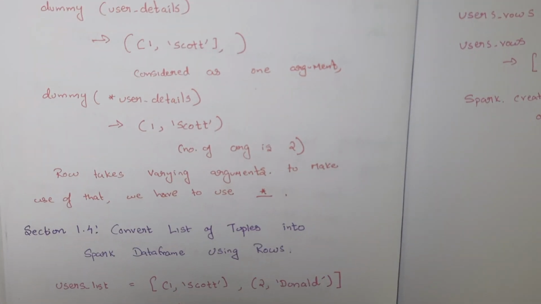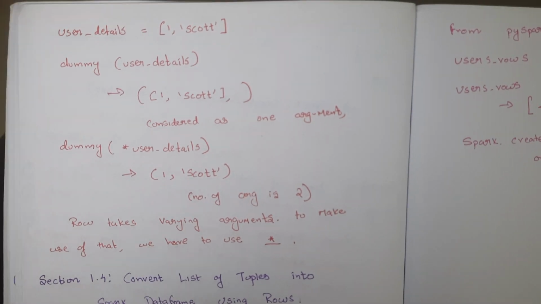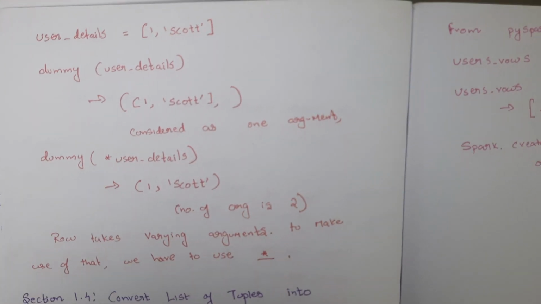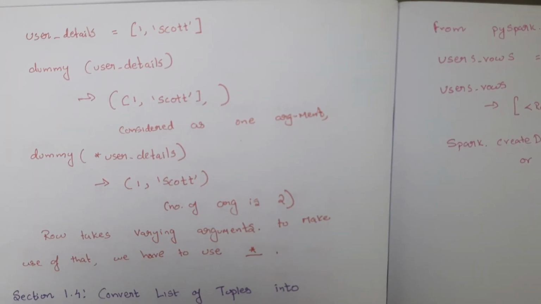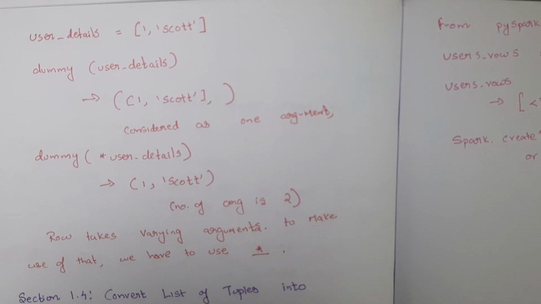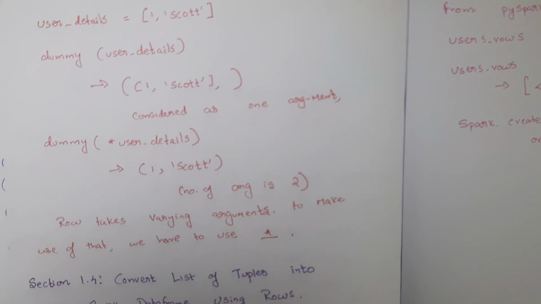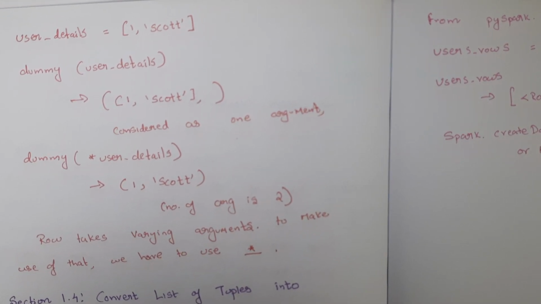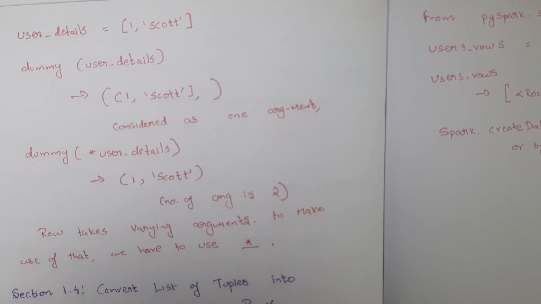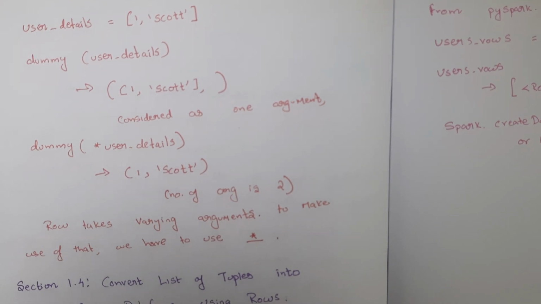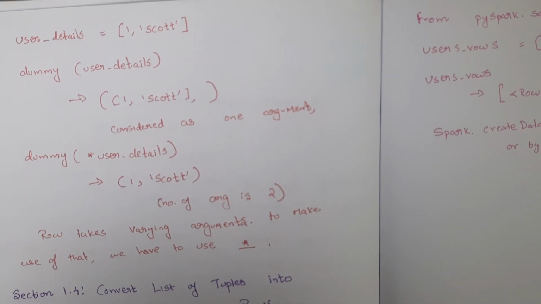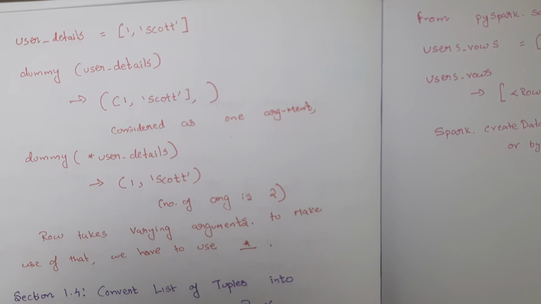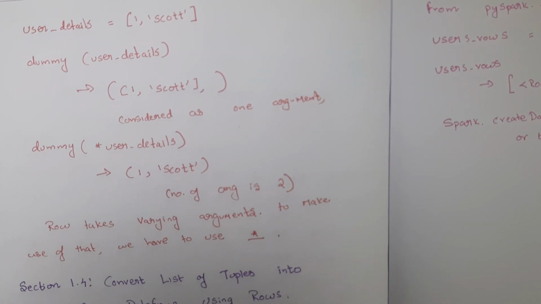Now we'll see, let's say we have user_details, 1 comma Scott. This is nothing but a list. If I pass this user_details to dummy, what I will get is the entire list considered as one argument. If you see inside, I have 1 comma Scott as a single list, so it is considered as one argument.